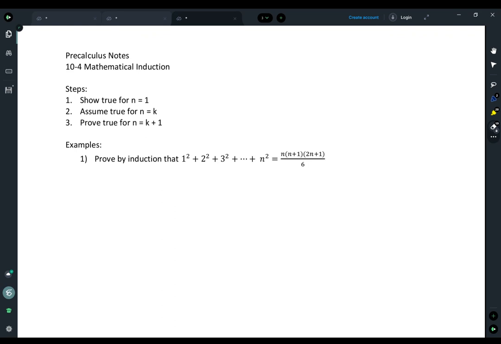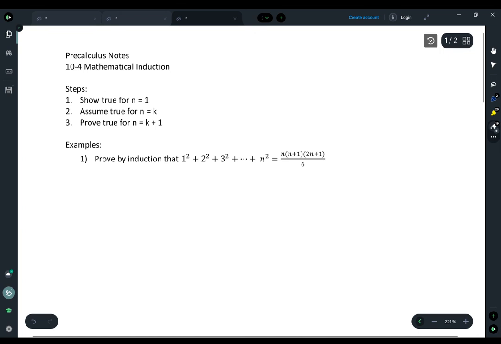So we're looking at our pre-calc notes for 10-4, mathematical induction. Math induction is a way to prove something. It's a very interesting way to prove things. The way we show it is we show that it's true when n equals 1. Then we assume it's true for k, and then we prove it's true for the term after that.